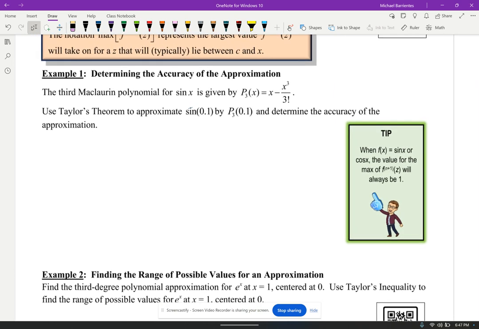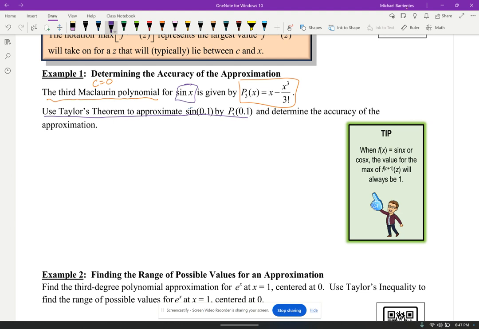There you go. Example one. Someone did me a favor and they found the third Maclaurin polynomial. If it's Maclaurin, that means I know my center is 0. Okay. What are we approximating? Well, we're approximating sine of x. And if it's the third Maclaurin polynomial, somebody found it for me. Perfect. What am I supposed to do? Use Taylor's theorem to approximate sine of 0.1 by using the third Maclaurin polynomial.